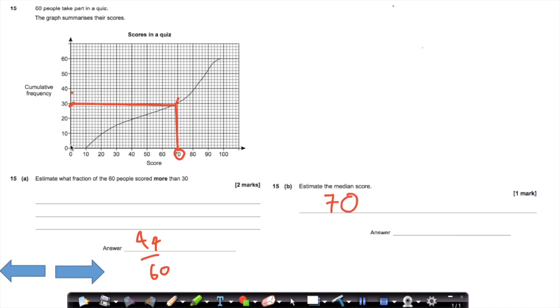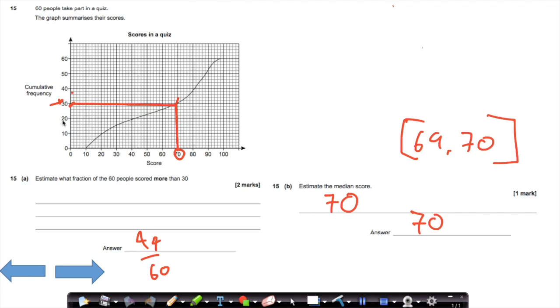Remember, these are in order from smallest to largest, from lowest score to highest score. So if there is 60, you want the one in the middle. So half of 60 gives you 30. Go across, go down, read off that score. That's the median score. You would have got the mark if you said 69 or anywhere between 69 and 70. You might have got half marks, I don't know that, but you would have been awarded the mark if you put it anywhere between 69 and 70.